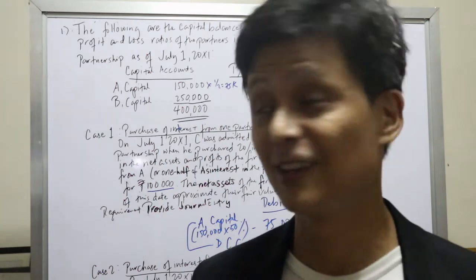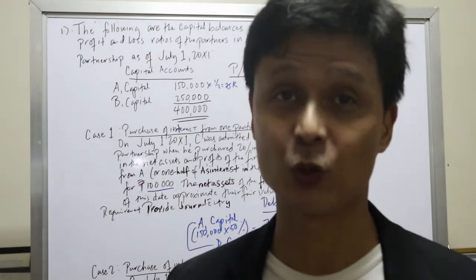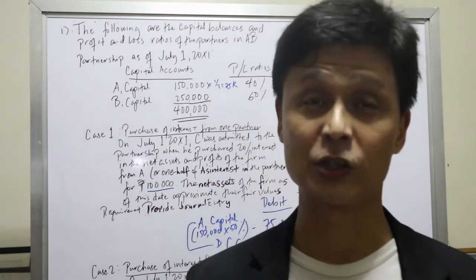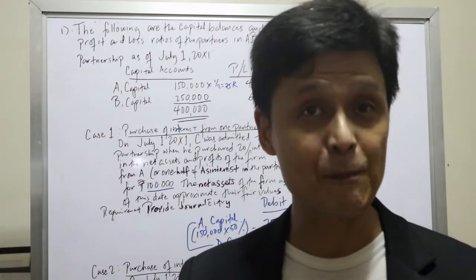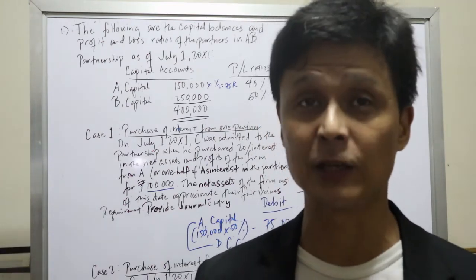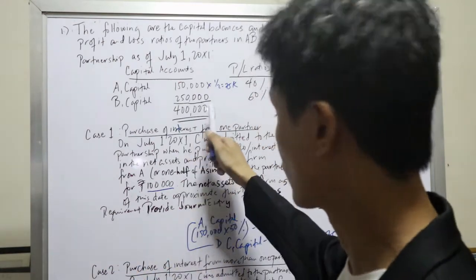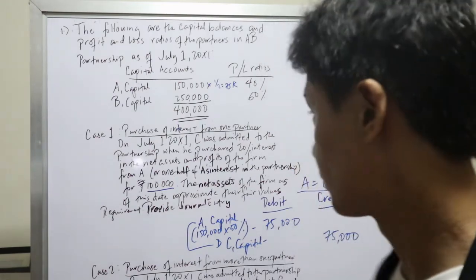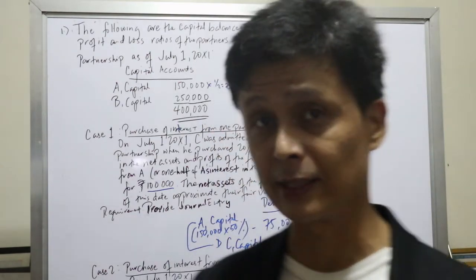So what happened to the 25,000? A pocketed it. Well, the short answer is something like that. It is not placed in the accounting records, so the total equity is not affected. The total equity is still 400,000. So it doesn't change the net assets.